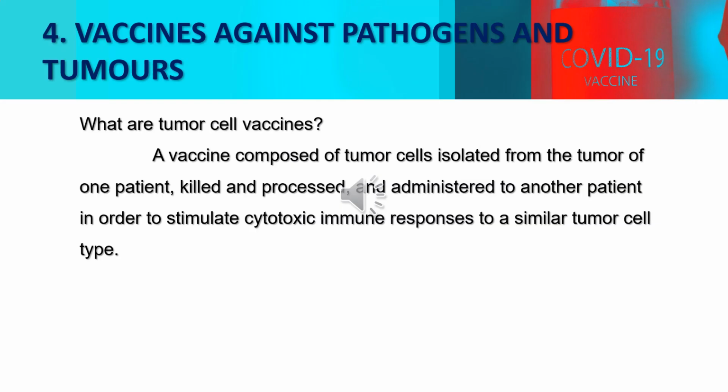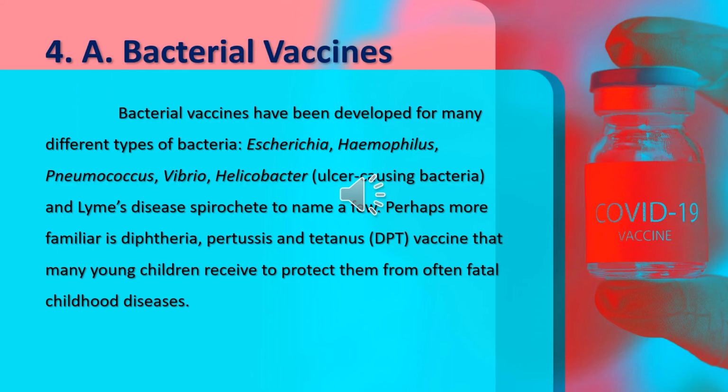The fourth type of vaccine is the vaccines against pathogens and tumors. What are tumor cell vaccines? A vaccine composed of tumor cells isolated from the tumor of one patient, killed and processed, and administered to another patient in order to stimulate cytotoxic immune responses to a similar tumor cell type.